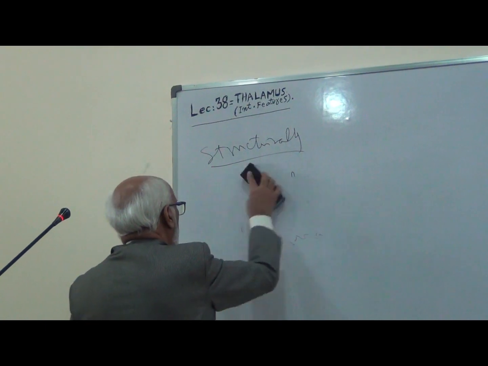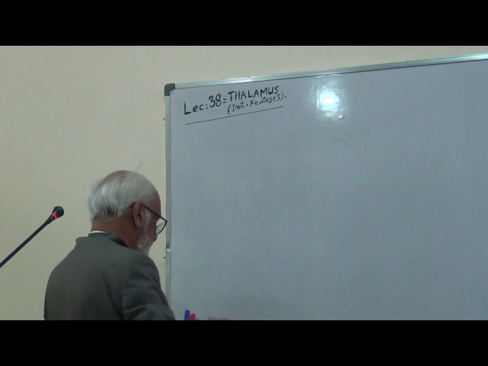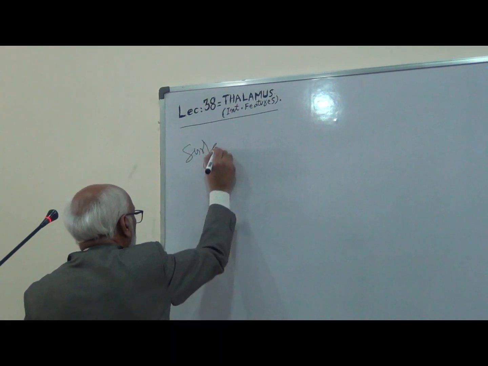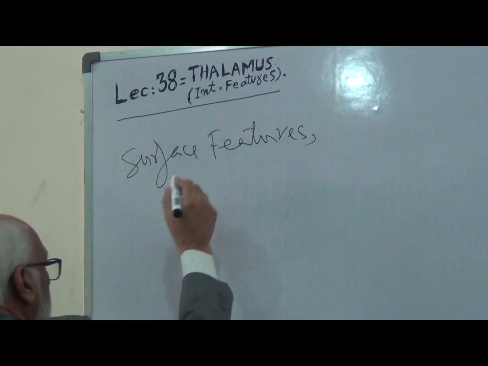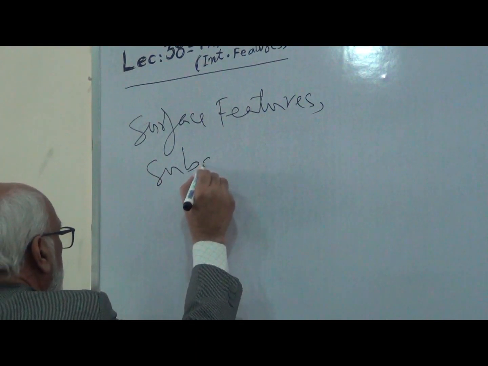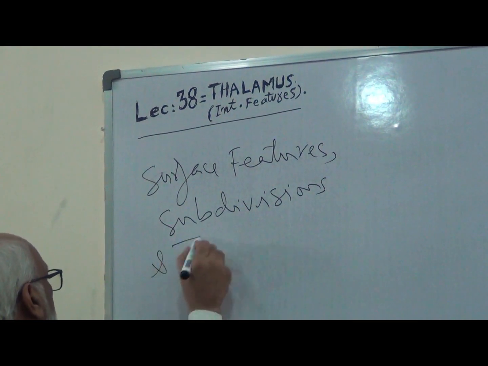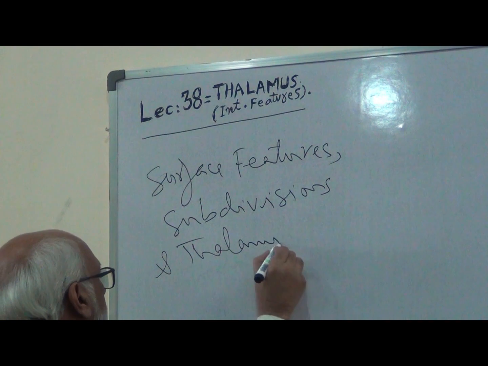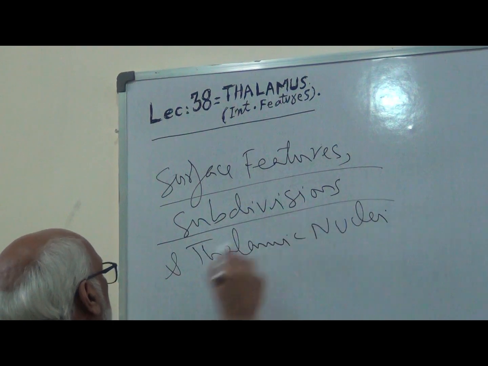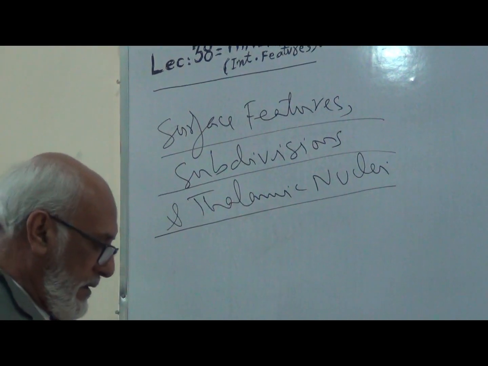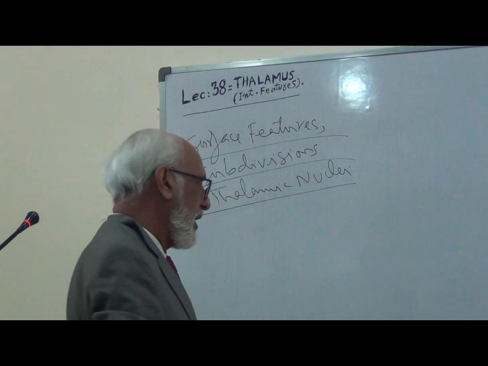Now, what are the surface features? Then subdivisions. And thalamic nuclei. You know, the thalamus is an egg-shaped and ovoid mass of gray matter.